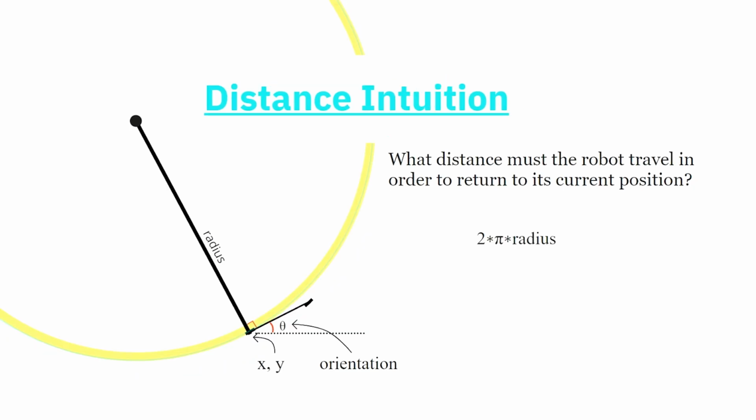We can see that to get back to the original position, the robot must travel all the way around the circle. Doing so requires the robot go a distance equal to the circumference of the circle, 2 pi r, where r is a radius we found by dividing the length of the robot by tangent of the steering angle.